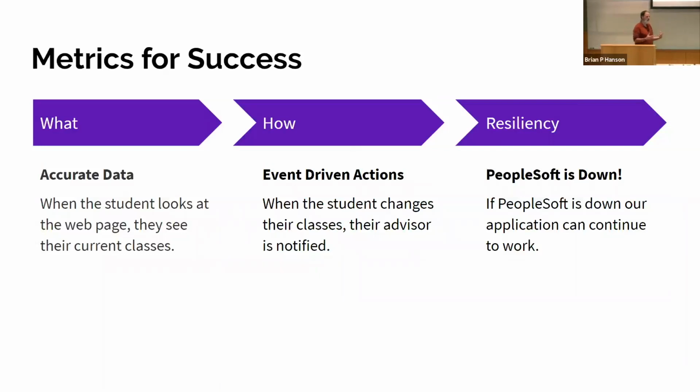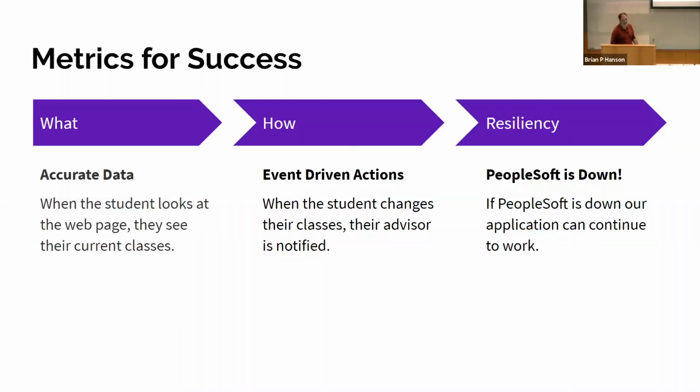So if we want to solve our problem of showing a student their state and also being able to alert an advisor when certain interesting events happen, we have three metrics for success. The first one is we want to show the student accurate data. If they go to this web page, we want to show them their current classes. We don't want to show them the wrong classes, because at that point students get really mad and don't trust the tool.